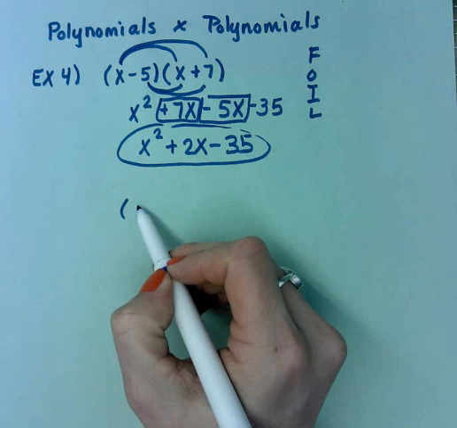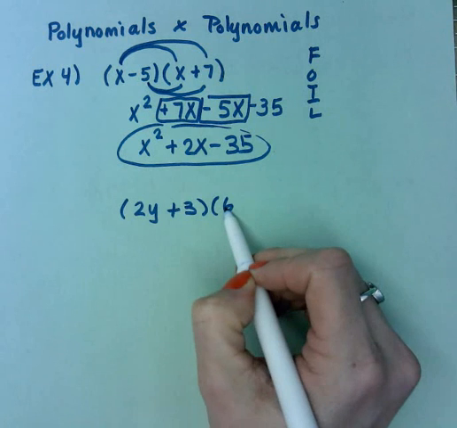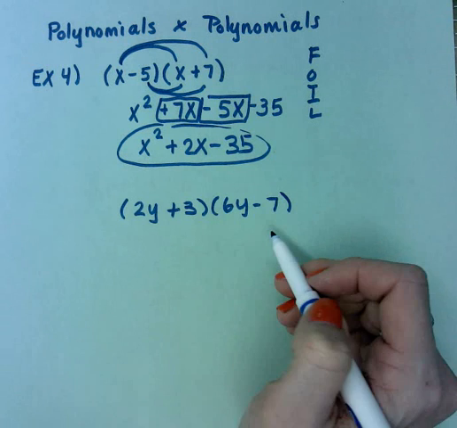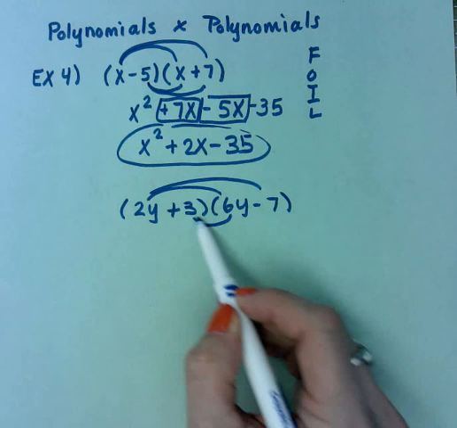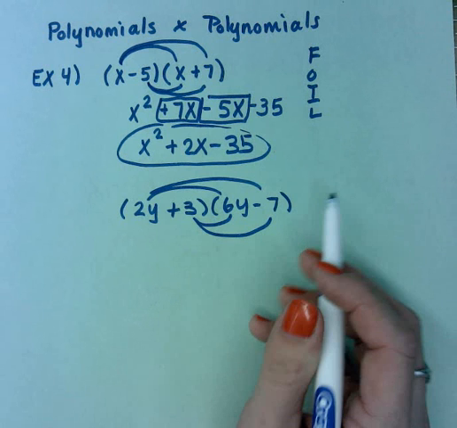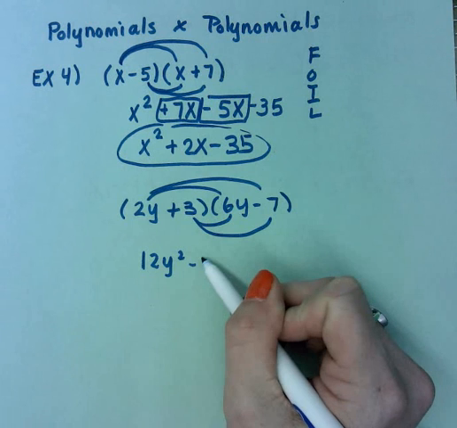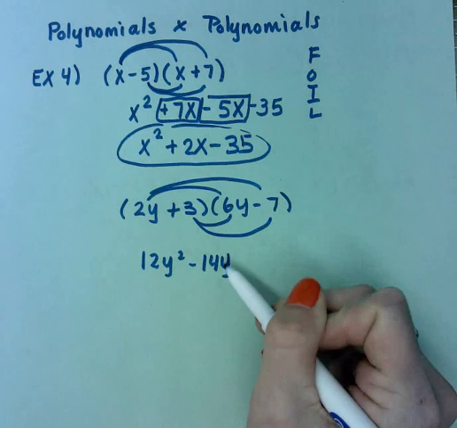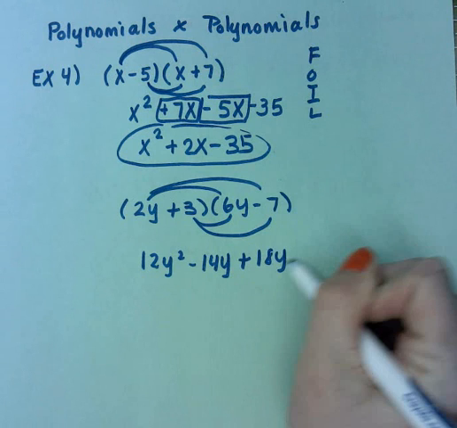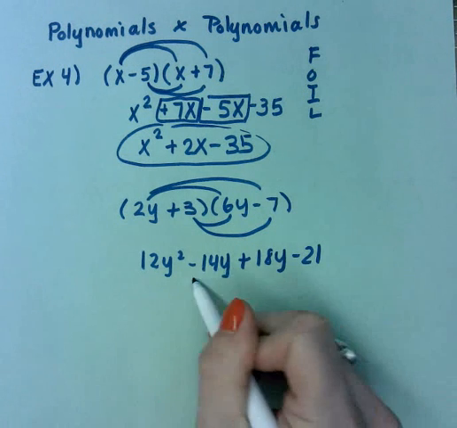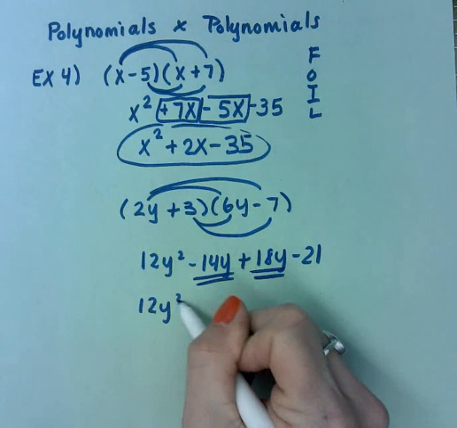If you followed the same FOIL method, first would have gotten you 12y squared, outside would have gotten you minus 14y, inside would have gotten you plus 18y, and last would be minus 21. When you simplify your like terms here, you would have ended up with 12y squared plus 4y minus 21. Questions on foiling?